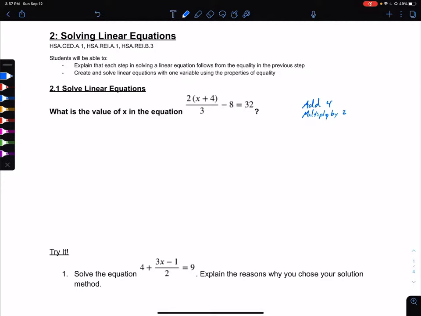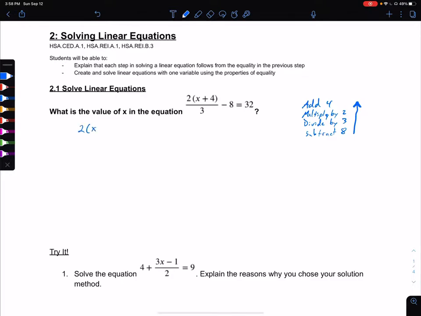Then I would divide by 3. And then I would subtract 8. Right, so if I was solving this again, let's pretend that this was the number, let's use 5. You would add 4, then you would multiply by 2, then you would divide by 3, and then you would subtract 8. So when we're solving this, we're trying to isolate that x value. We want to do these in the opposite order. So we're trying to undo operations to get the x by itself.